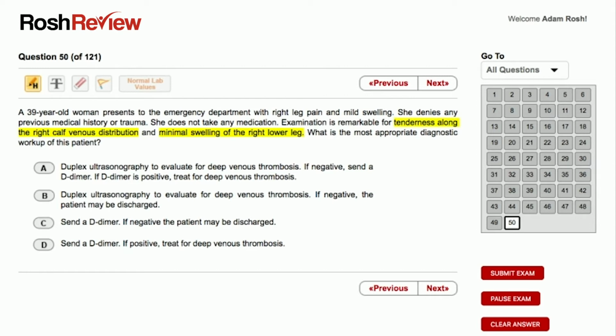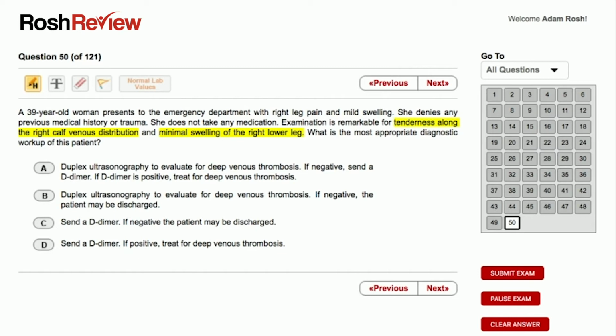Now you need to know what the algorithm is for moderate probability. And glancing at these answer choices, I see that there's duplex ultrasound in here, that there's a D dimer. And this is the important point. I'm going to start off by saying this. A D dimer is a test that has high sensitivity but lower specificity, right? So ideally, it should be used as a rule out test and not a rule in test.